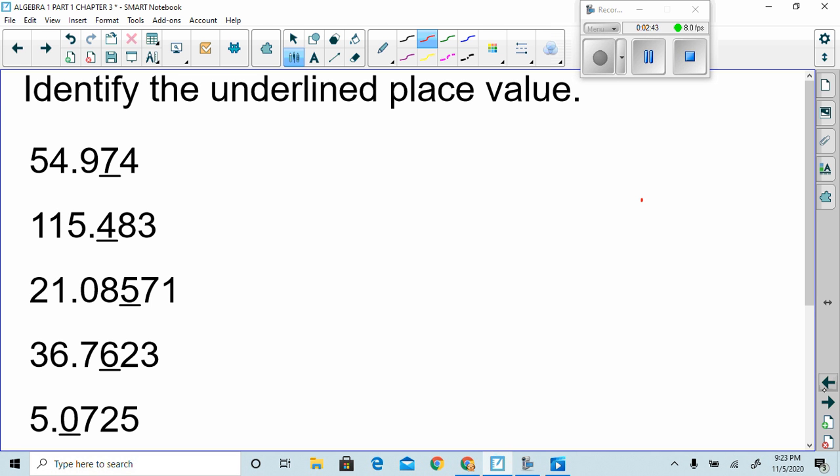So I said it was important to know the place values. So let's talk about what the place value is of each of the underlined digits. I have 7, and that's in the hundredths place. I look at this next one, 115 and 483 thousandths. The 4 is in the tenths place. We'll do the rest in our session today.